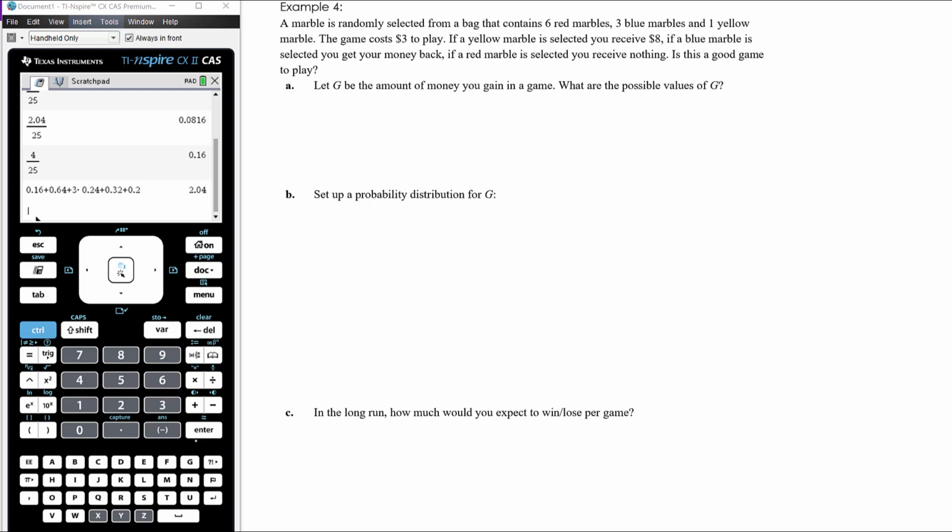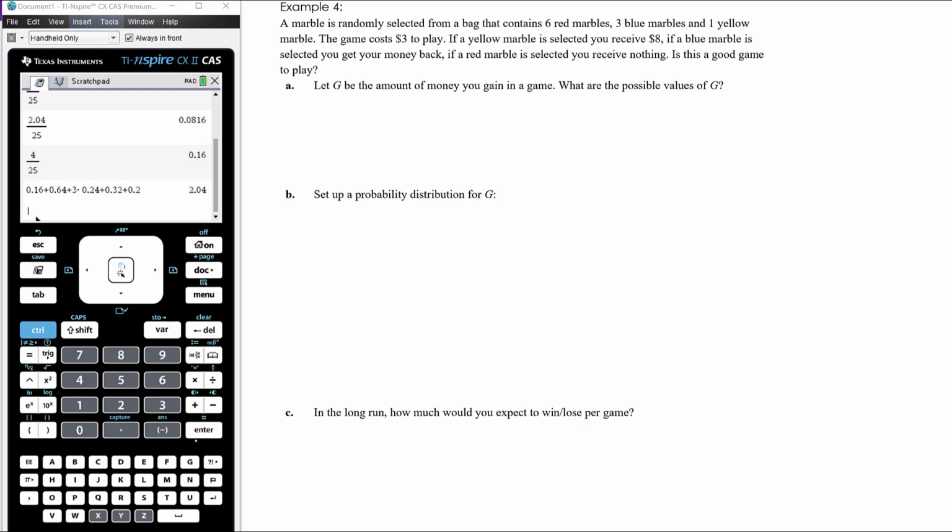Is this a good game to play? We essentially want to work out what the expected win is. In the long run, what would be the expected win? If on average it would be an expected loss, it's not a good game to play. If it would be an expected gain on average, it is a good game to play. If you break even, it doesn't really matter, so the expected value is 0. So we essentially want to work out the expected value.